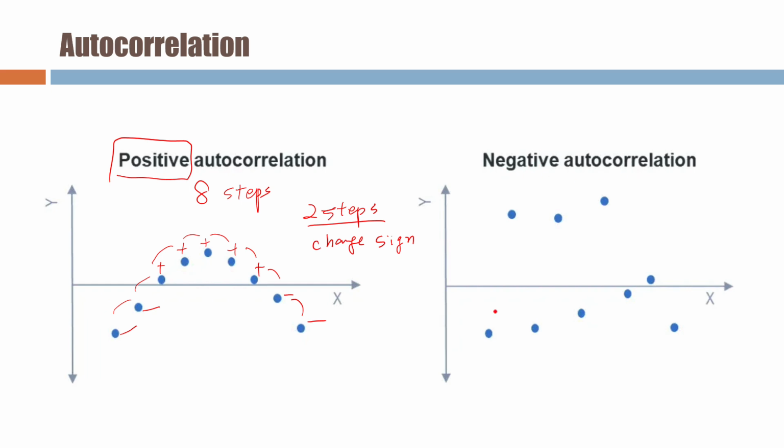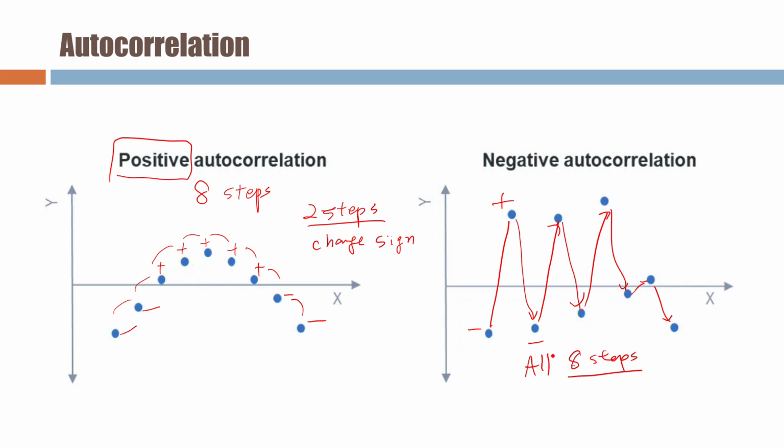But negative correlation is when this one is minus and the next one is plus, plus to the minus, minus to the plus, plus to the minus. So actually this is 1, 2, 3, 4, 5, 6, 7, 8 steps. All of the 8 steps have the opposite sign, right? So this is like a negative correlation, because every time it depends on the previous one.